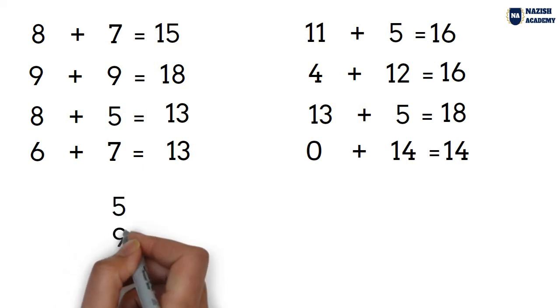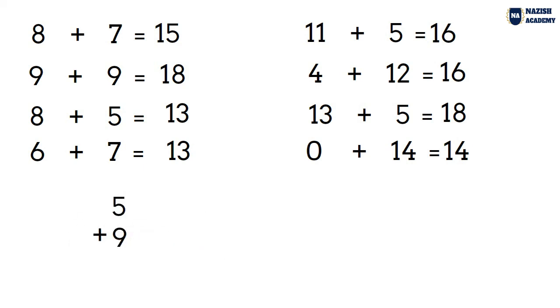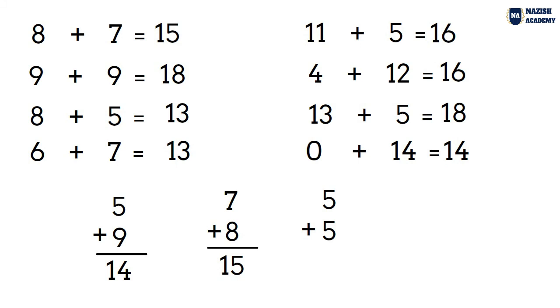5 plus 9 is equal to how many altogether? 14. 7 plus 8 is equal to how many altogether? Tell me. Yes, 15. 5 plus 5 is equal to how many altogether? Yes, 10.